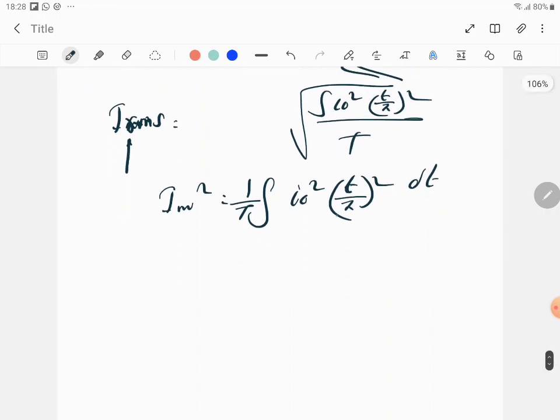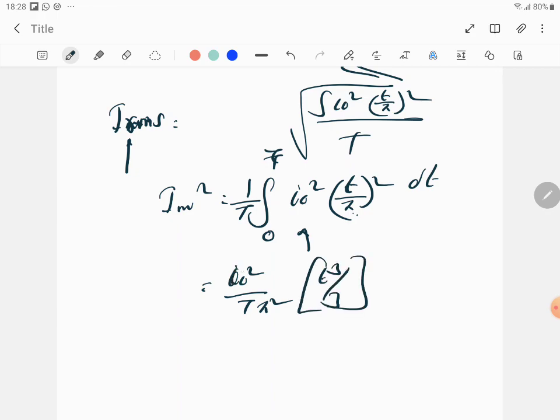From here, if you see, a time period of 0 to some tau was given. We haven't even integrated it yet. I naught square is just a constant, so I can take out I naught square by capital T. This pi square also can be taken out. So you will have t square into dt, which will become t cube by 3, and it's integrated from 0 to capital T.